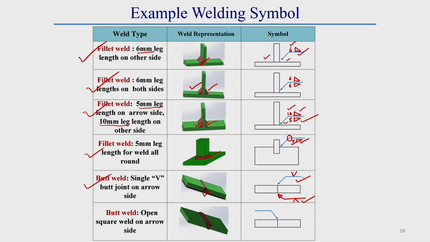Now, here a butt weld is done for a square groove. Here you see, a square groove is made and there we did a butt weld. This is done on the arrow side, this square groove, and welding is done from the arrow side. That is why on the arrow side we have to provide a square weld symbol. This is a different example of a welding symbol.